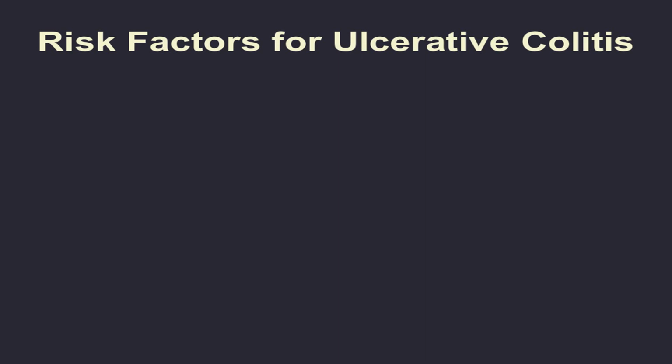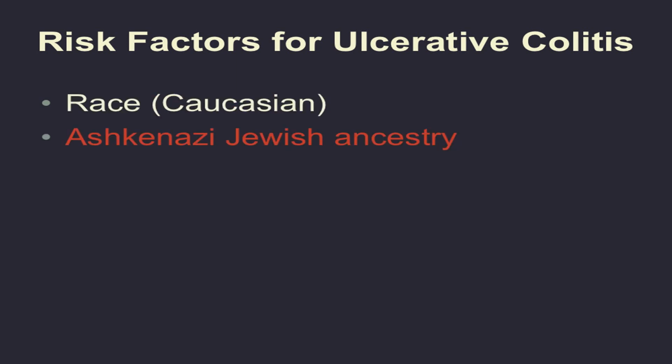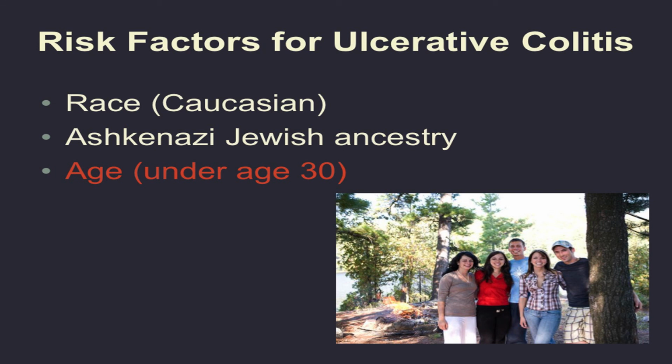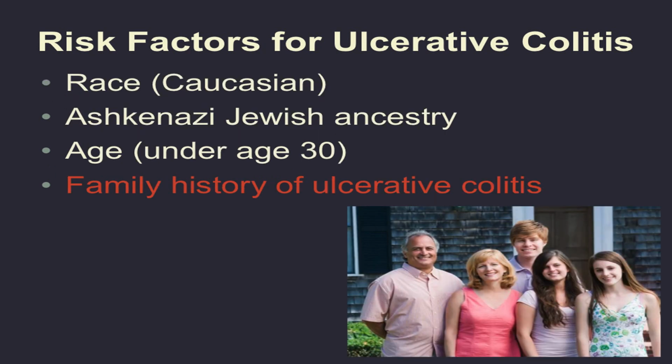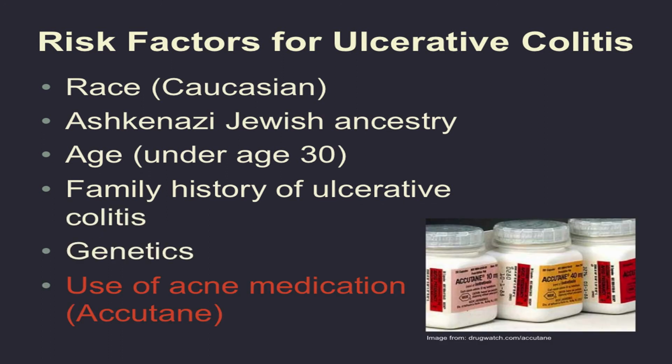There are many factors that make up your overall risk for developing ulcerative colitis, some of which you can control and some you cannot control. The primary risk factors for ulcerative colitis include being Caucasian, having Ashkenazi Jewish ancestry, being under the age of 30, and having a family history of ulcerative colitis. Genetic risk factors can also contribute to your risk of developing ulcerative colitis, as well as non-genetic risk factors, such as the use of acne medications like Accutane.